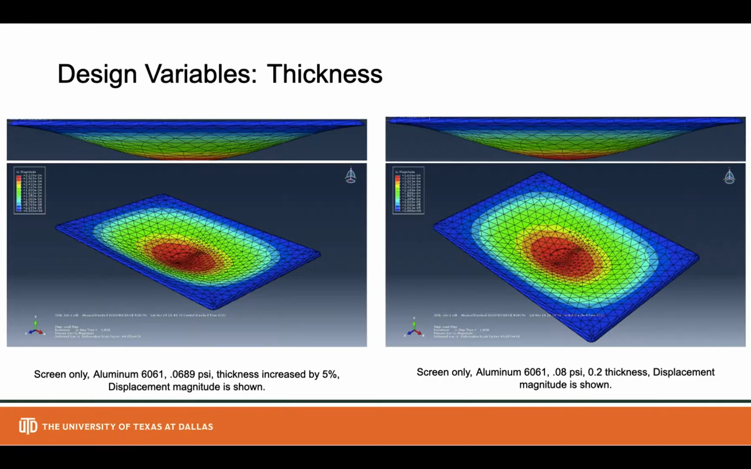So obviously there was a bigger load applied on the screen shown on the right, of 0.08 psi. So this does have to do with the bigger displacement. But the thickness is not changing the displacement too much. I think it's mainly due to the psi.